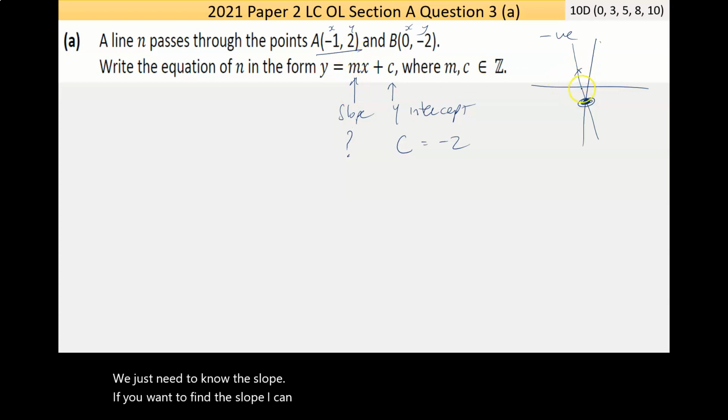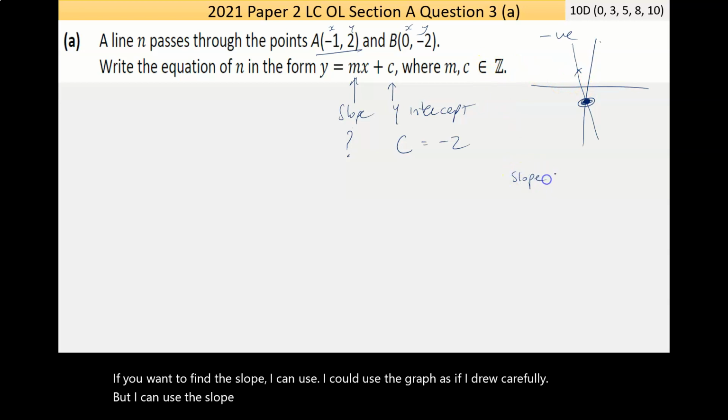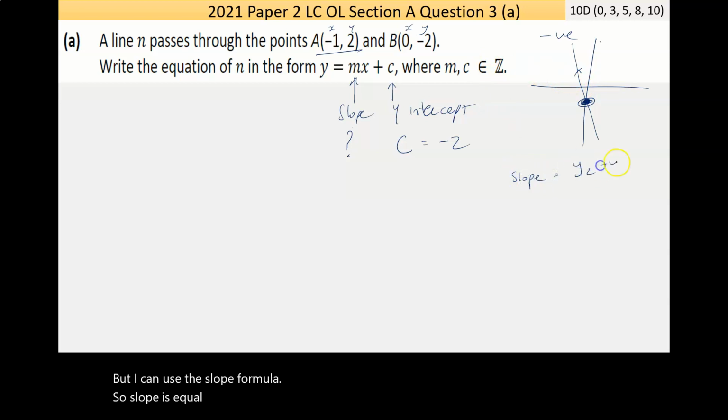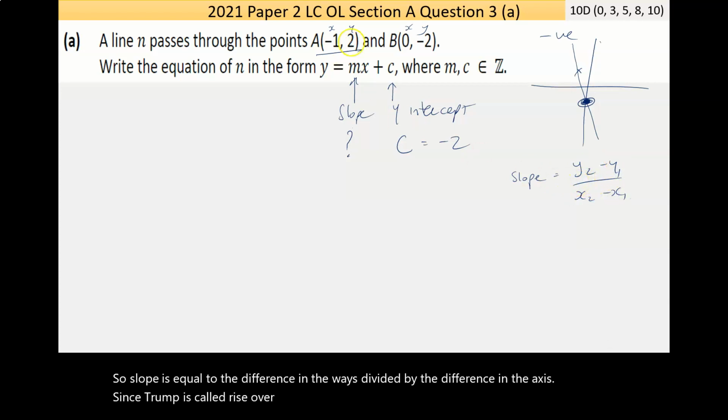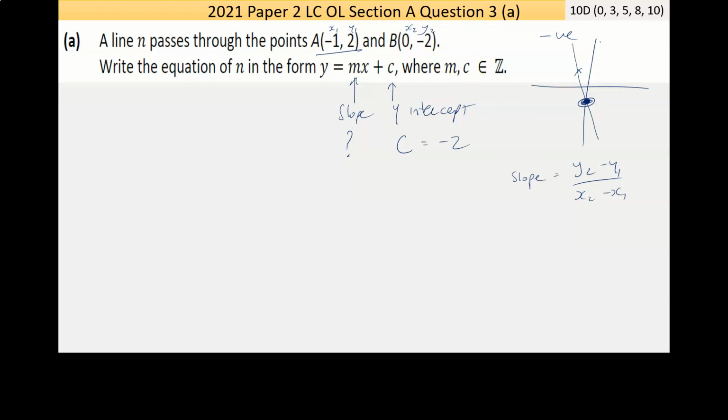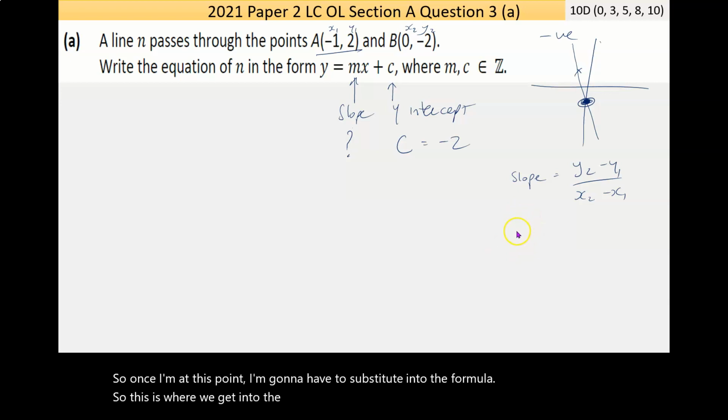Now if I want to find the slope, I could use the graph itself if I drew carefully, but I can use the slope formula. So slope is equal to the difference in the y's divided by the difference in the x's. Sometimes it's called rise over run. Now I gave my coordinates x and y's up here, but I'm going to give them numbers. First x, first y, second x, second y. So once I'm at this point, I'm going to have to substitute into the formula. So this is where we get into the heavy lifting.